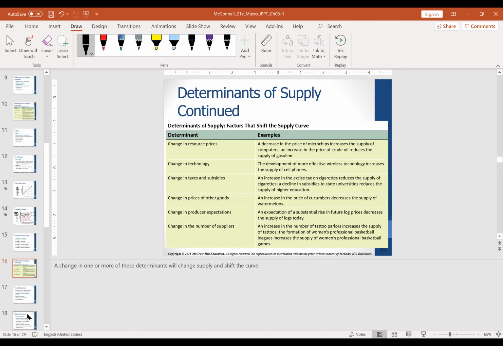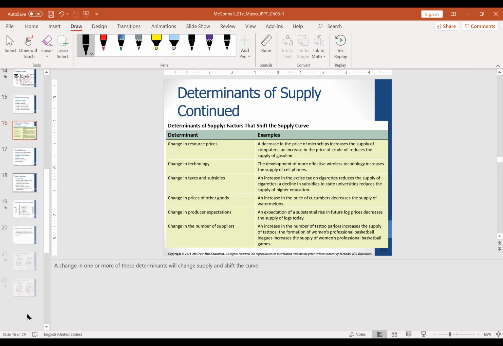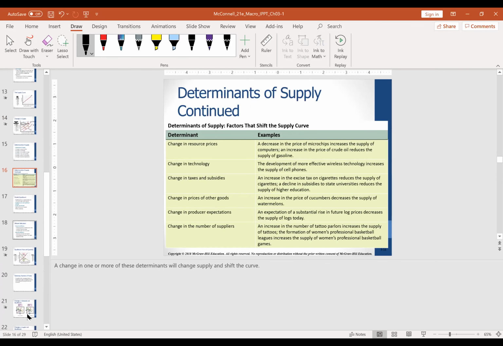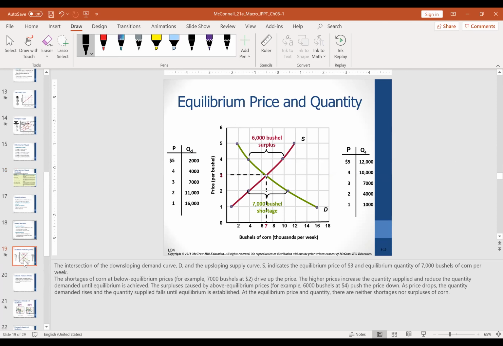Take a look at the determinants of supply. I'm just being a little bit fast here because we have a lot of ground to cover. I think we should meet more regularly than this. All right, take a look at this one here.